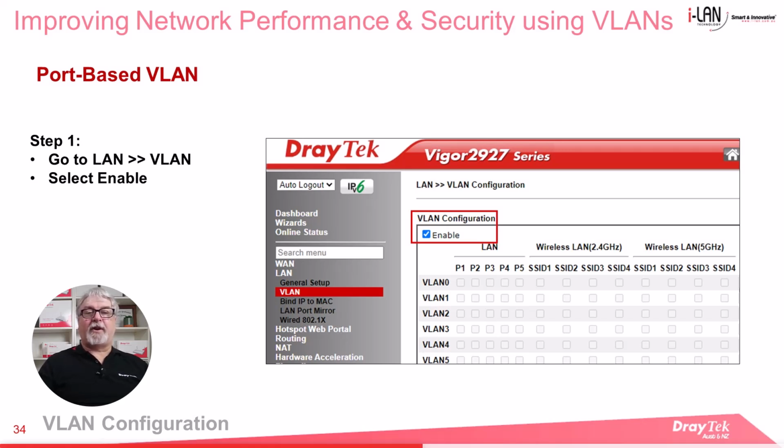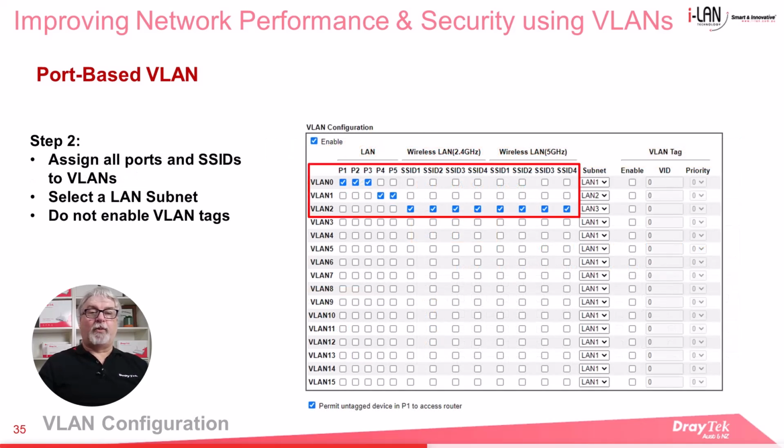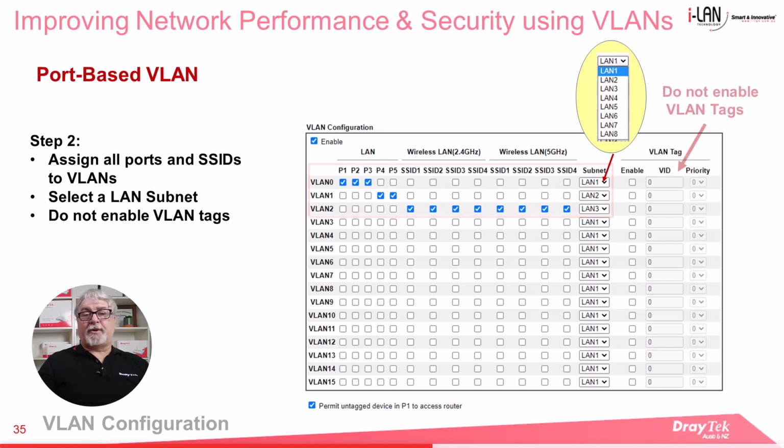The first step is to go to the LAN VLAN configuration menu, then enable the VLAN configuration. The next step is to assign all ports and SSIDs to VLANs, then select a LAN subnet for each VLAN shown in the circle there. Note the number of ports and VLANs will vary by the router model. Also, for port-based VLANs, we don't enable VLAN tags.